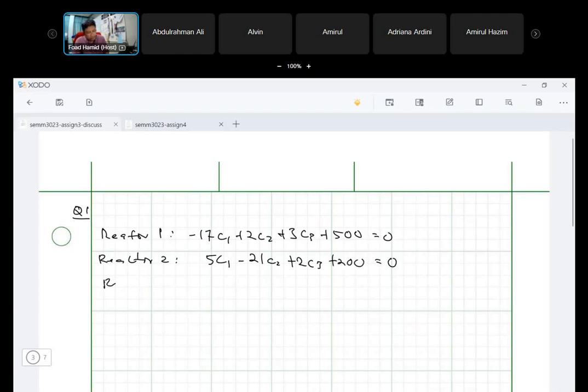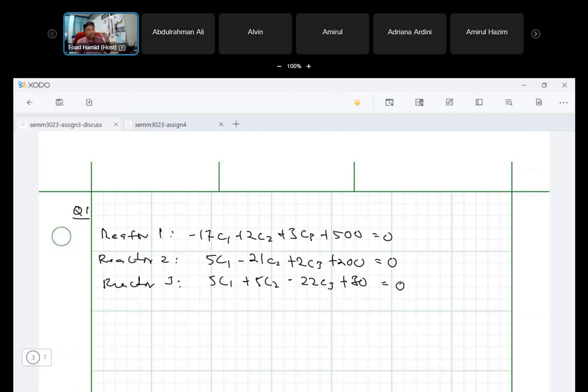And the same thing for reactor number 3. Do the same thing. This is 5C1 plus 5C2 minus 22C3 plus 30 equal to 0. Okay, very straightforward. This is just setting up the governing equations.